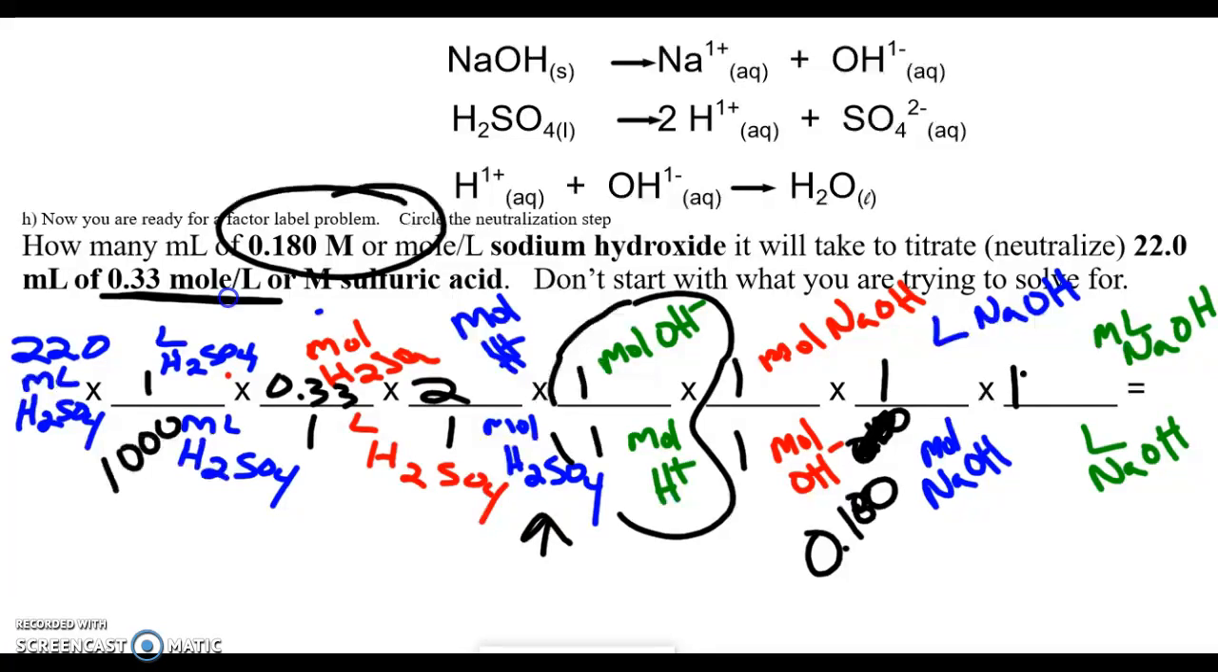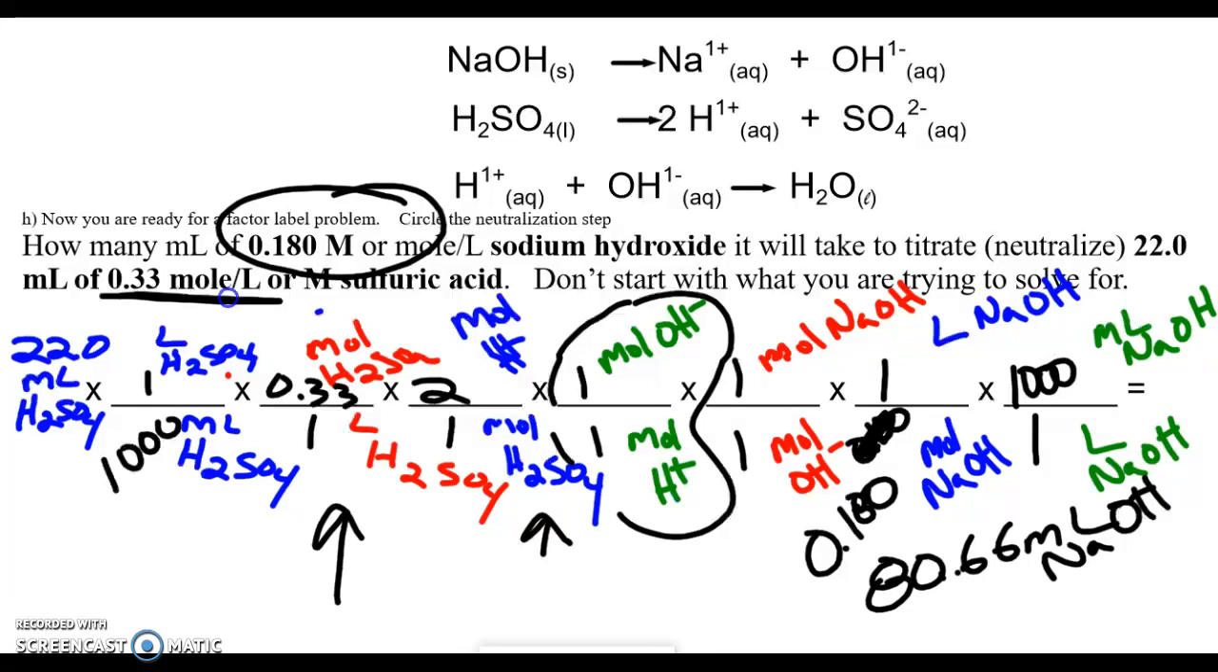And again, 1,000 milliliters in 1 liter. I do all of that math, and I get 80.66 milliliters of NaOH. Sig fig wise, I look through all of those numbers, and right here I have a 0.33, which means I can only have 2 sig figs, so the answer is 81 milliliters.